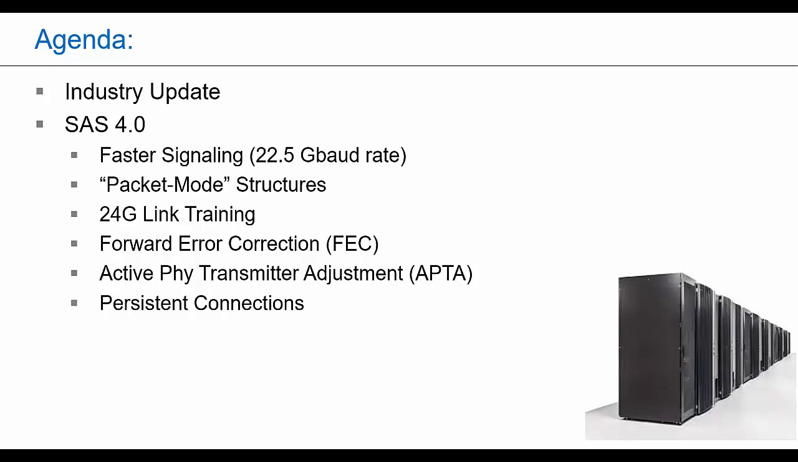SAS 4 does utilize FEC to protect data integrity. FEC checks occur at the subframe level. We'll look at that. Another improvement, APTA. They basically created a protocol for doing transmitter training on the fly without resetting the link. And then persistent connections. Finally, we'll cover those. They're basically trying to reduce some of the legacy overhead in SAS, probably to try to compete better with NVMe. So a lot of material here.